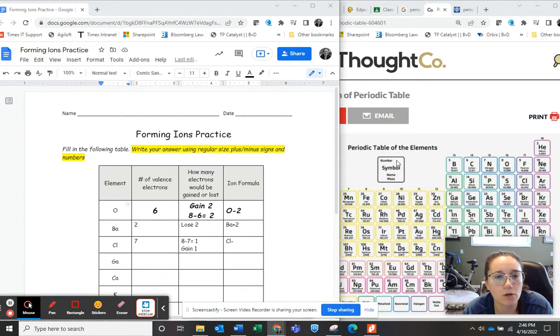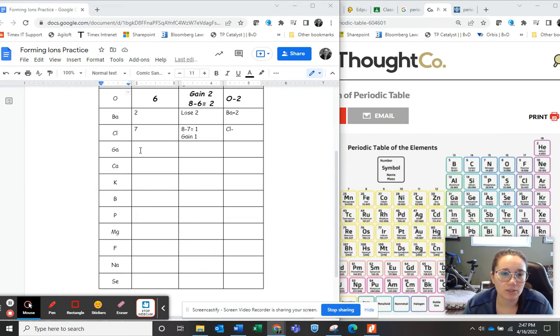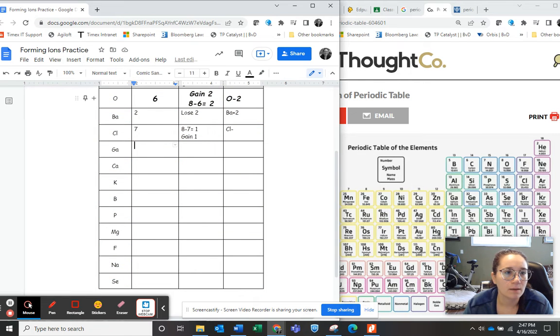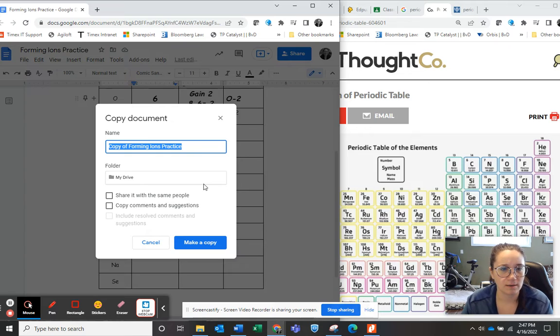Okay, so we're going to go over the forming ions practice worksheet. I did set it up so that I can go back and forth between my periodic table this time, which should make it easier to see. So what I'm going to do is make a copy of this first so that I don't mess up anything.